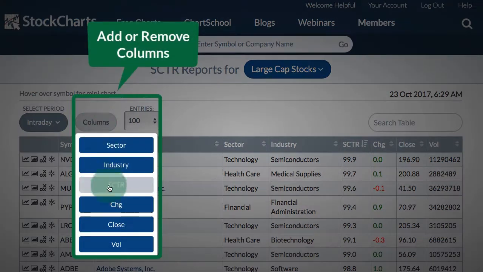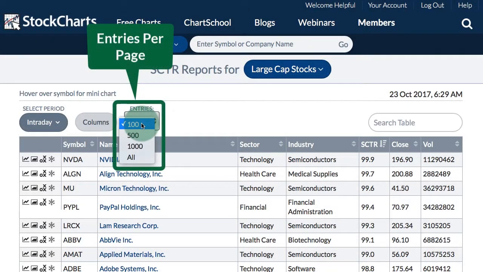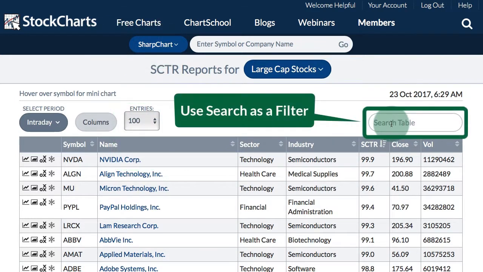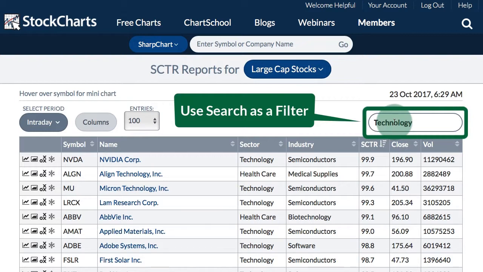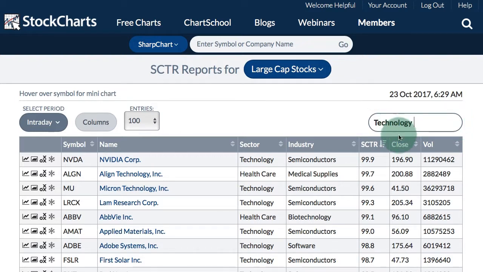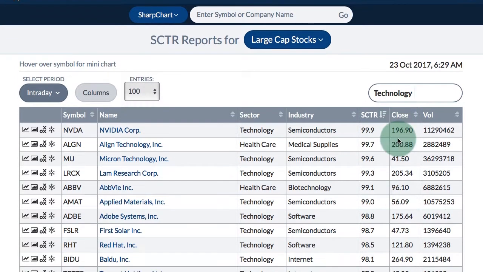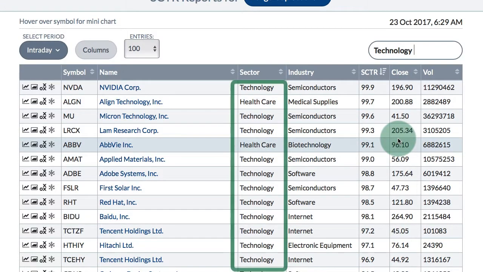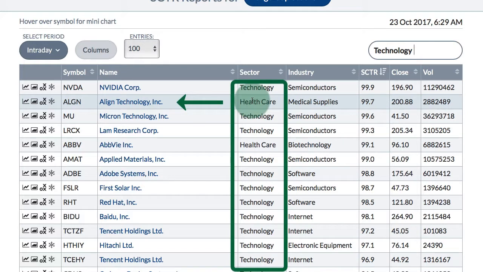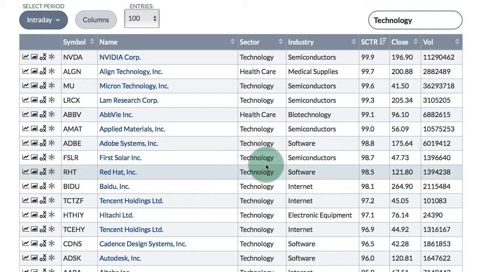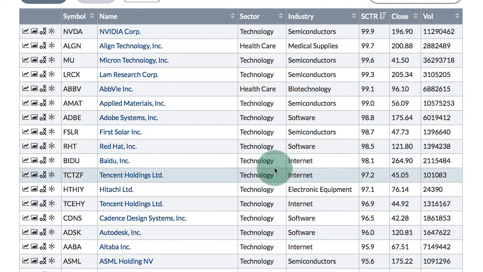You can easily add and remove columns if you would like. You can change the number of entries, and you can search the table. And this is really handy if you're looking for a particular sector. So I'm searching here for technology. Anything that has the word technology in it will remain on the table. I've got some healthcare here, and that's because technology is in the name, but for the most part, I've got stocks in the technology sector.